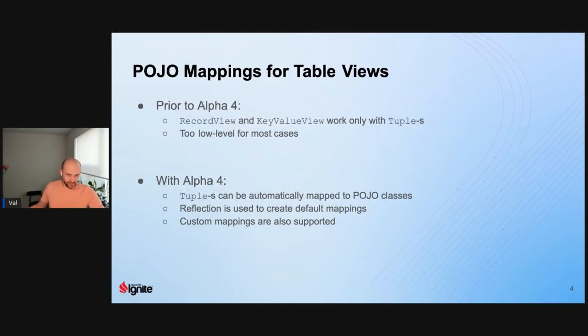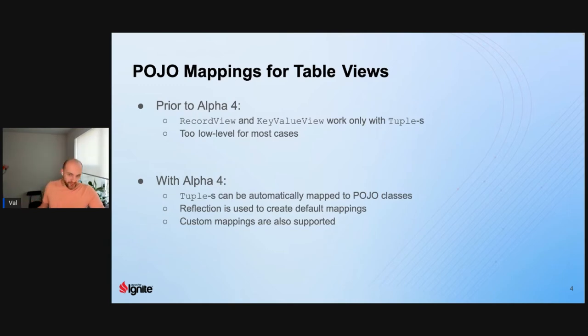So of course you will have SQL, but also there are record views and the key value views APIs, which are just Java APIs and which will also be available in other platforms like .NET, C++, and whatnot. And prior to Alpha 4, one of the limitations of these APIs was that those views could only work with low level tuples. Tuples are also a new API that we introduced, essentially a representation of sets of primitive fields, which represent records in the database.